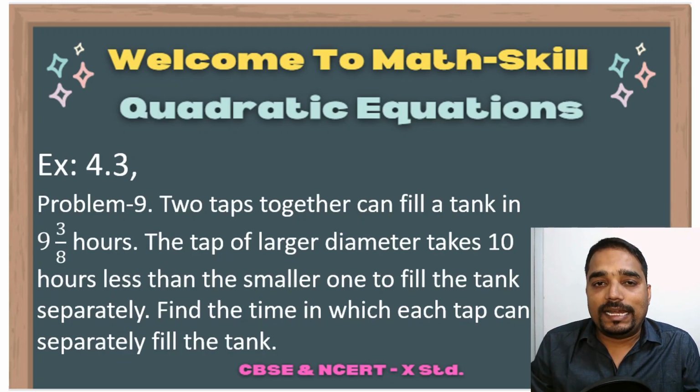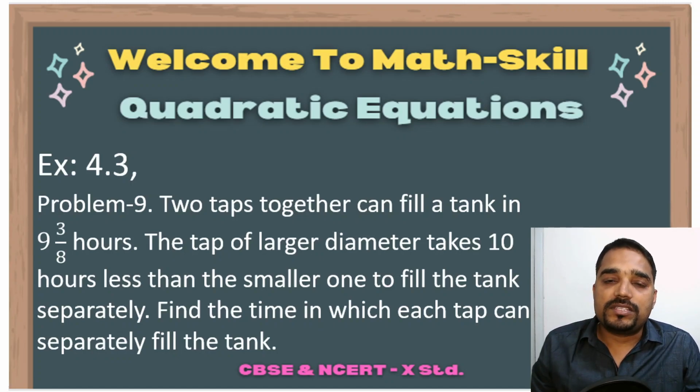In this session, let's discuss the chapter quadratic equations, and the numerical we are going to solve is a statement problem. Two taps together can fill a tank in 9 by 8 hours. The tap of larger diameter takes 10 hours less than the smaller one to fill the tank separately. Find the time in which each tap can separately fill the tank.